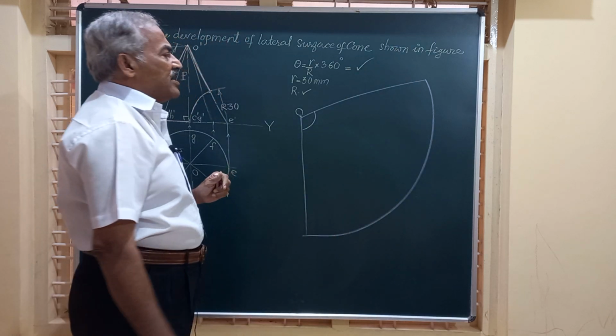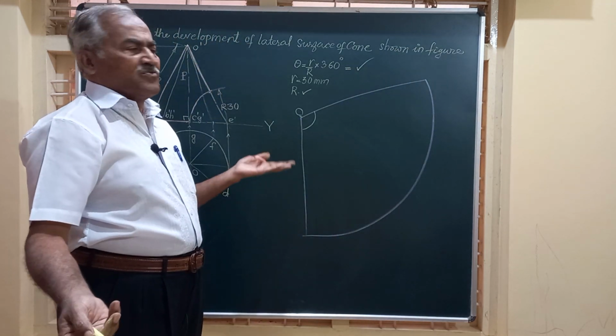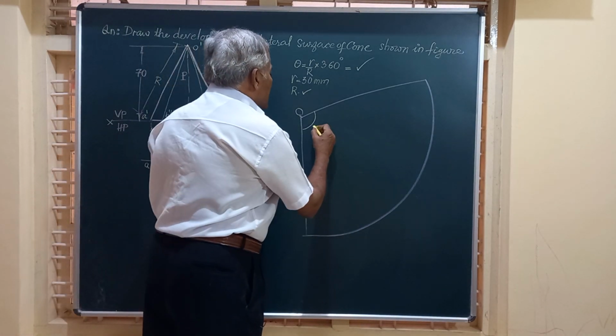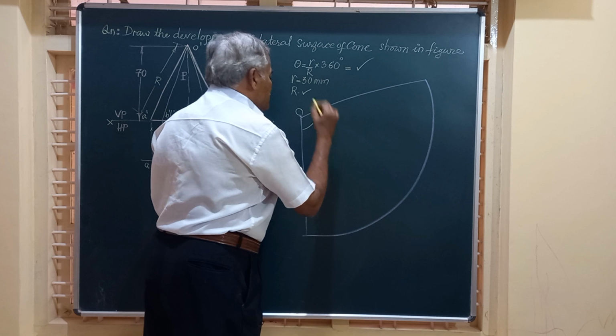Say you have got a value. It could be 130, 140, 150. It all depends on the dimensions of the cone. And theta I have marked here.